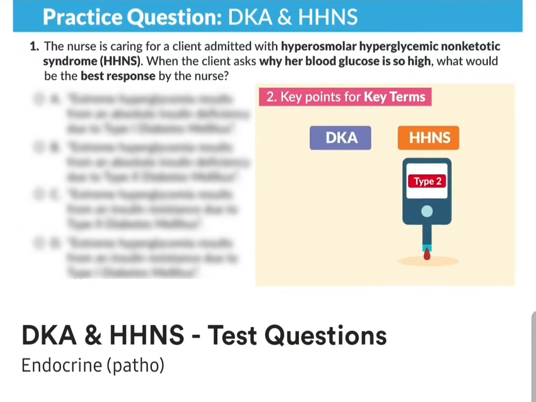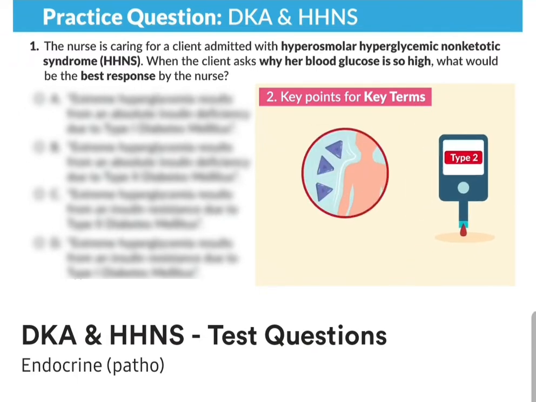Because remember, DKA and HHNS. Just think, what letter comes first in the alphabet? Well, D for DKA. So that's how you know it's a type 1 diabetic problem. And H comes second in the alphabet, and that's how you know it's a type 2 problem. So remember, type 2 diabetes comes from insulin resistance.